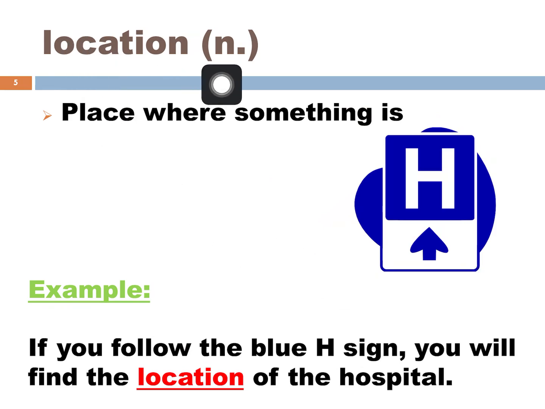Our second word is location. Location is a noun and it's a place where something is. For example, if you follow the blue H sign, you will find the location of the hospital.